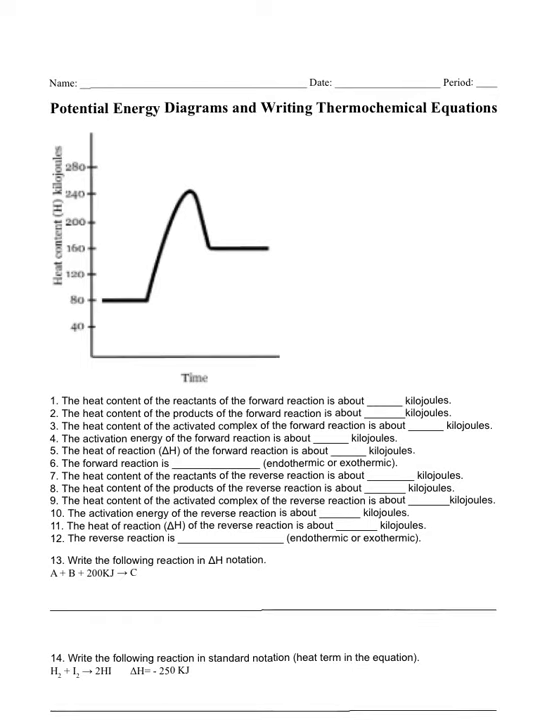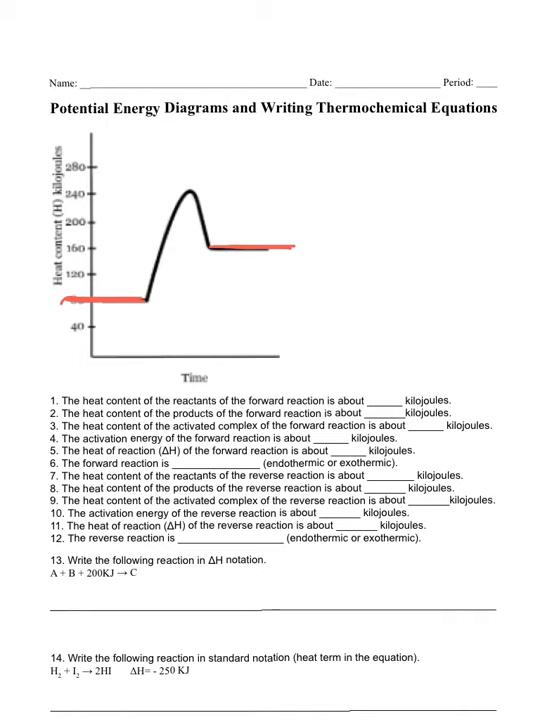So here is your potential energy diagram, also called an enthalpy diagram. Now we can clearly see that reactants have a lower energy than the products. So from this graph, we know that the reaction absorbed energy. It had to absorb energy for the products to be at a higher energy level.